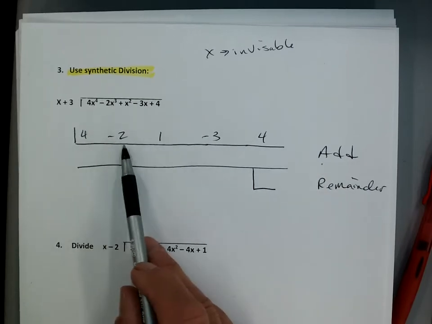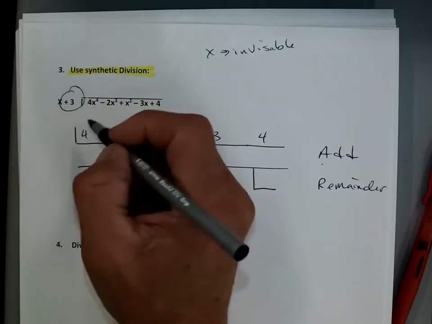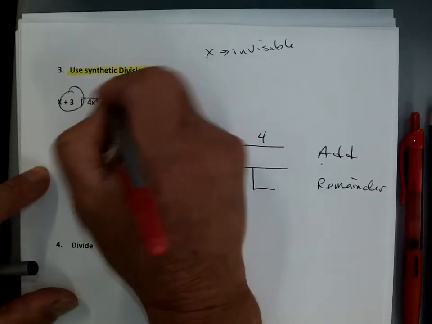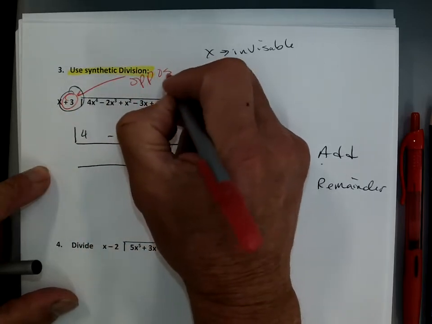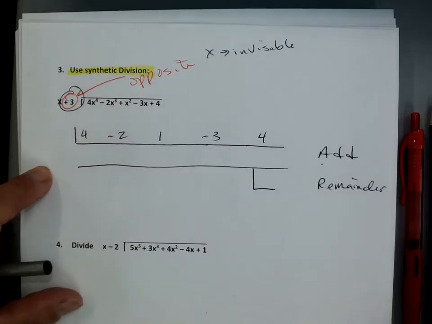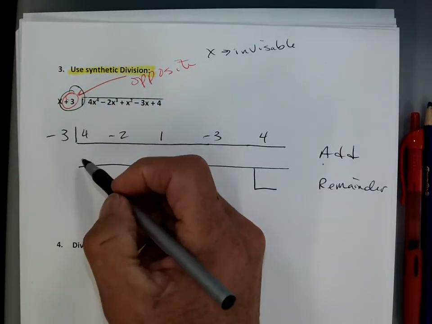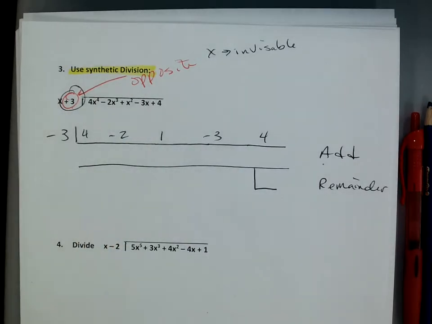The numbers are here, but the variables are invisible. And then, since we're adding, we always take the opposite of this. Always, always, always. We're going to take the opposite. We're going to make that a negative 3. Always the opposite. If it says positive 3, we make it a negative 3. If it were a negative 3, we make it a positive 3. Okay, so here we go. We're ready to do this.